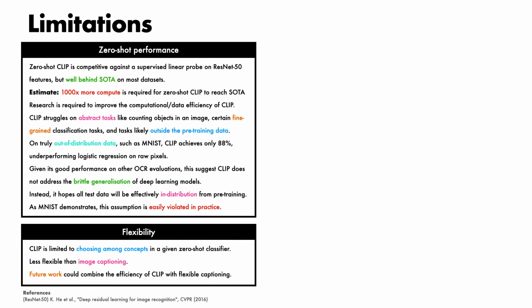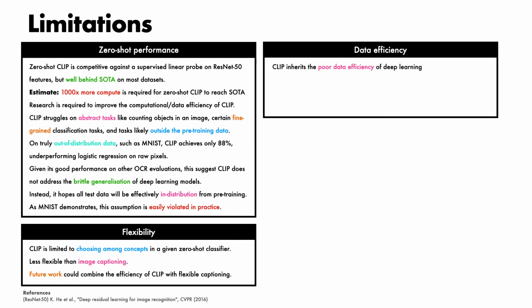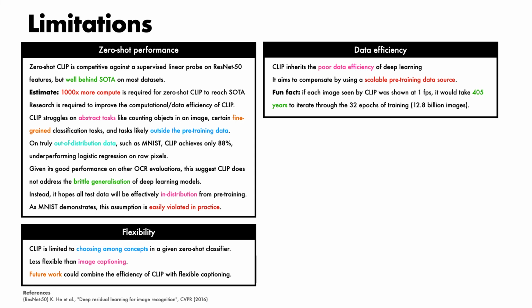A third limitation relates to the fact that CLIP inherits the poor data efficiency of deep learning. It aims to compensate for this by using a scalable pre-training source that can be grown to hundreds of millions of examples. A fun fact is that if each image seen by CLIP was shown at 1 frame per second, it would take 405 years to iterate through the full 32 epochs of training, which corresponds to 12.8 billion images.